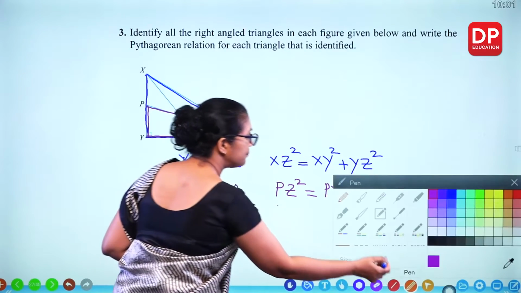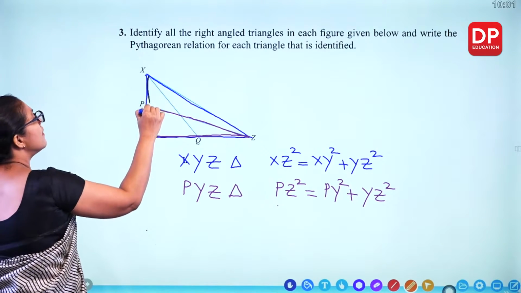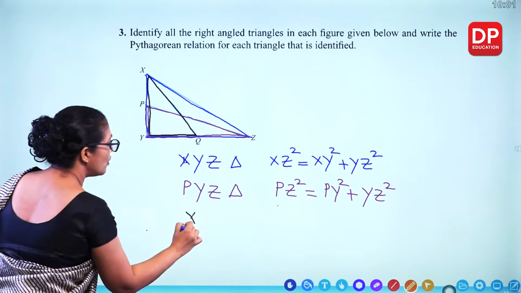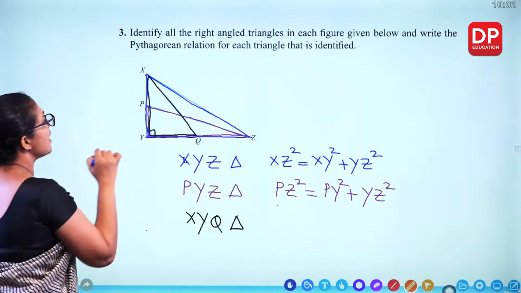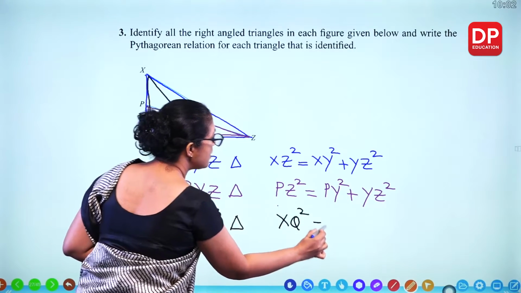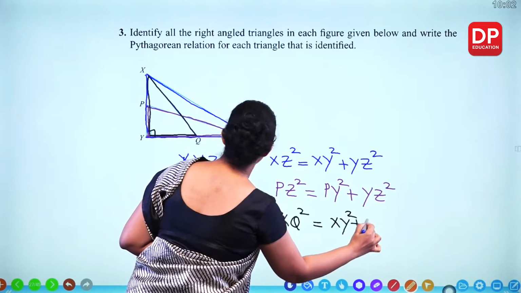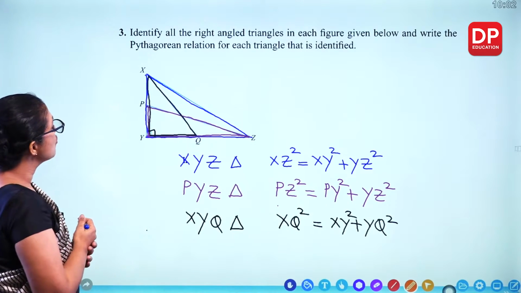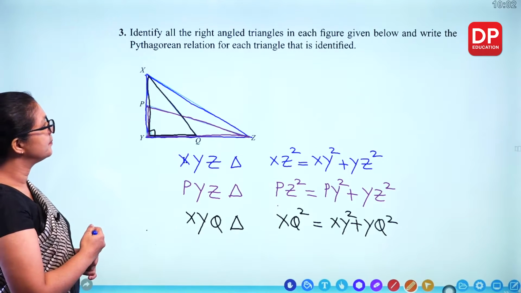Now take another one. I'll take black. What's the other triangle? Here, this triangle. XYQ. XYQ triangle is a right angle triangle. This is 90. So XQ is the hypotenuse. XQ squared is equal to XY squared plus YQ squared. So that's from this triangle. So those are the three right angle triangles.